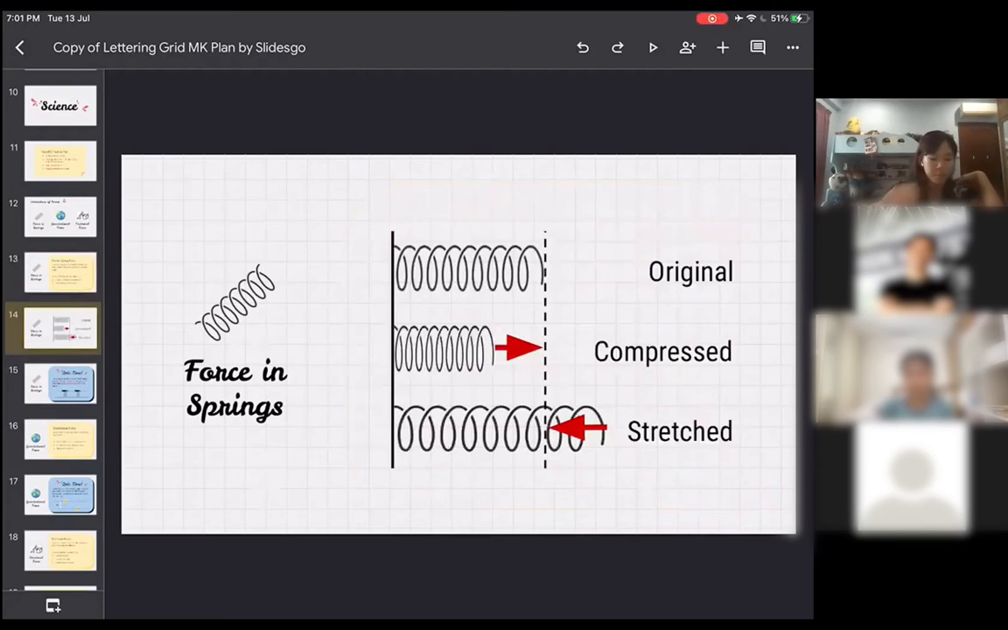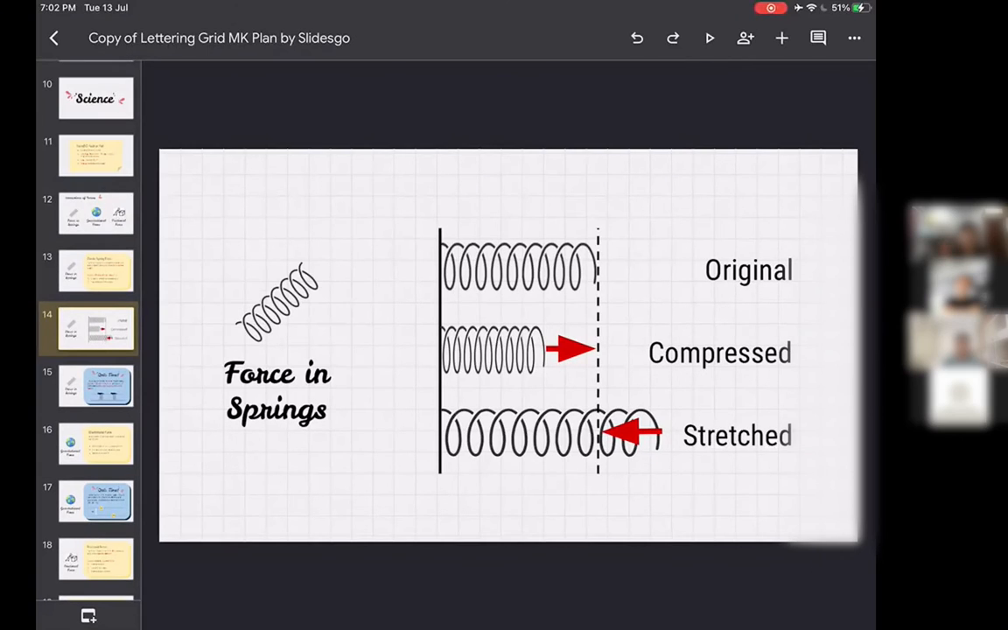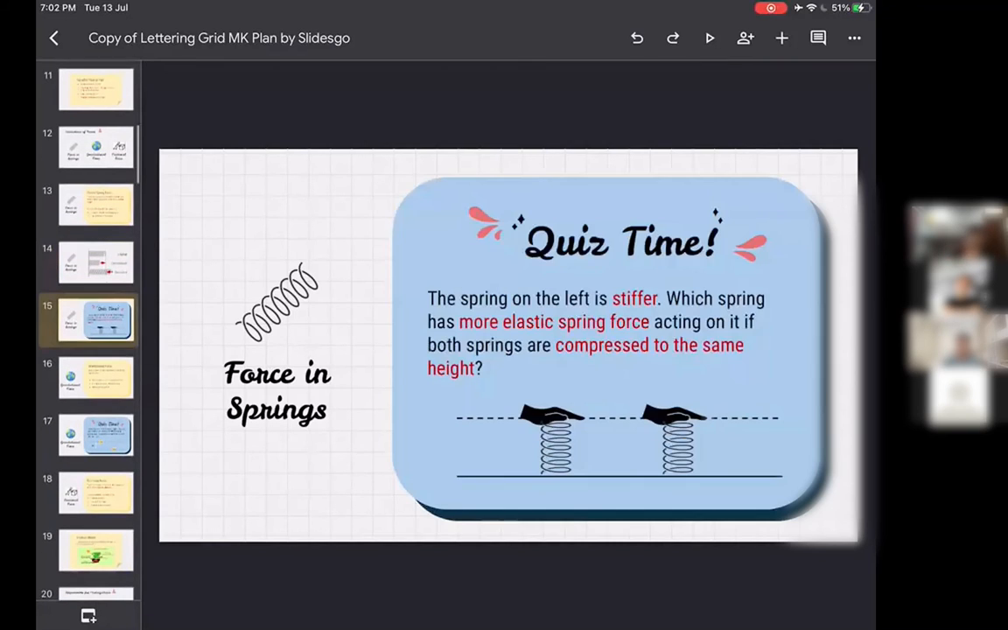Okay, then for the direction, because this force in the spring has a direction. If the original length is at the dotted line, and then I compress it until it's smaller, that means my force will be acting towards the dotted line. So it'll be acting back towards the dotted line so that it will go back to the original shape. And if I pull it longer, it will want to go back to the original shape. So same thing, the force will point towards my dotted line again. So always remember that the force will just point towards the dotted line if you want to know the direction of it.